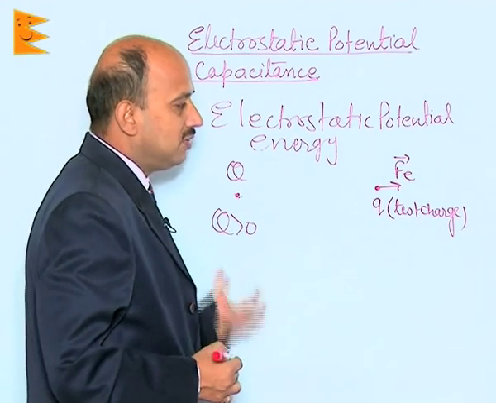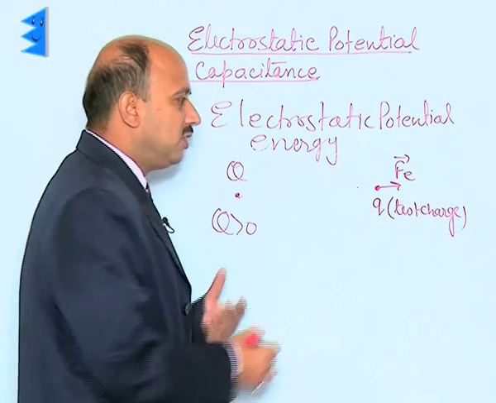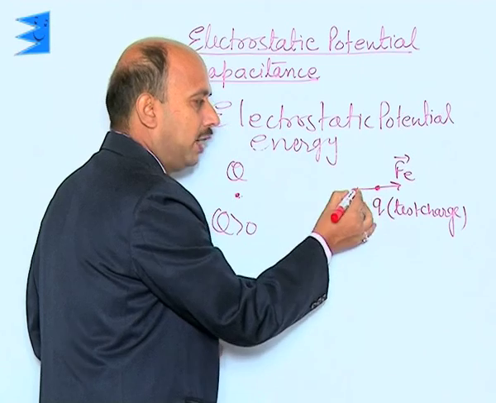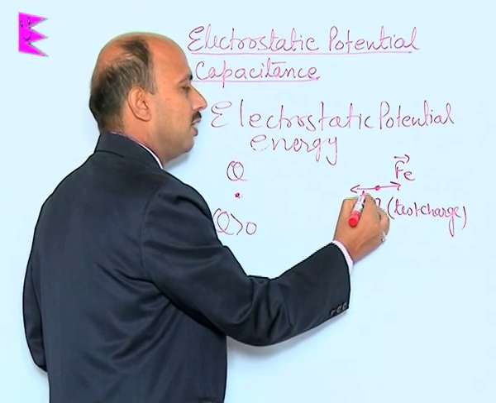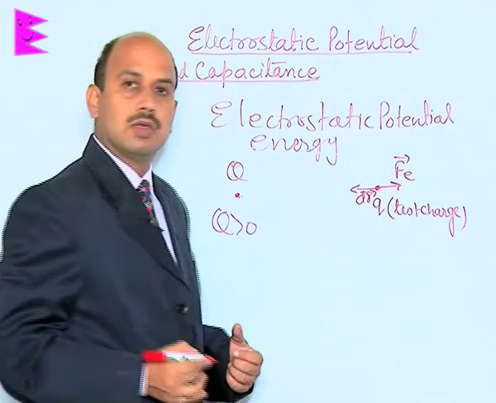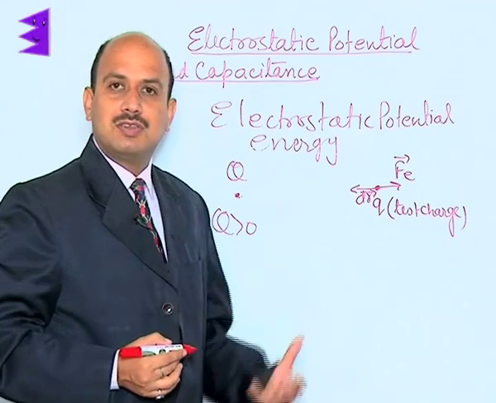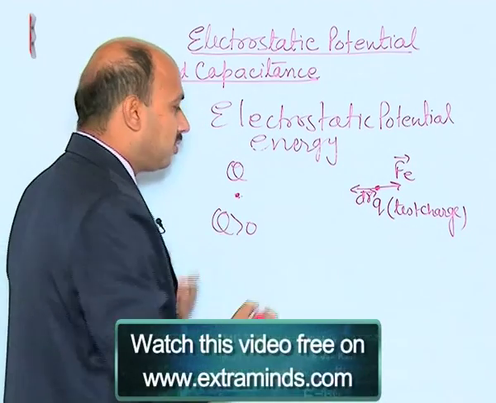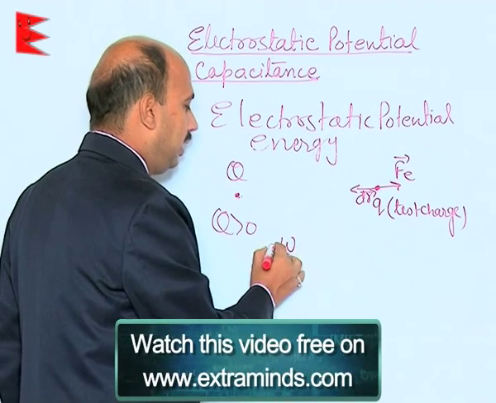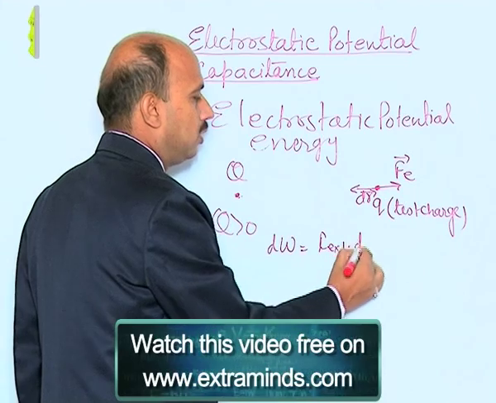Now, suppose this charge is moved from this point to this point. Suppose this charge is moved from this point to this point towards capital Q by a small distance dr. So, when we move this charge from this point to this by a small distance dr against the electrostatic force, then the work done by the external force can be written as dW is equal to F external dot dr.